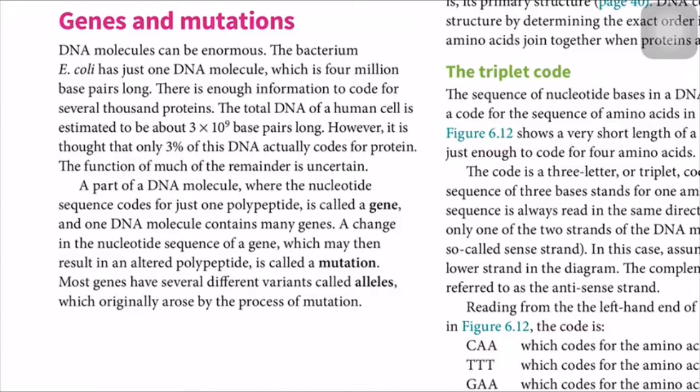A part of a DNA molecule, the nucleotide sequence for just one polypeptide, is called a gene. And one DNA molecule contains many genes. A change in the nucleotide sequence of a gene, which may then result in an altered polypeptide, is called a mutation. Most genes have several different variants called alleles, which originally arose by the process of mutation.